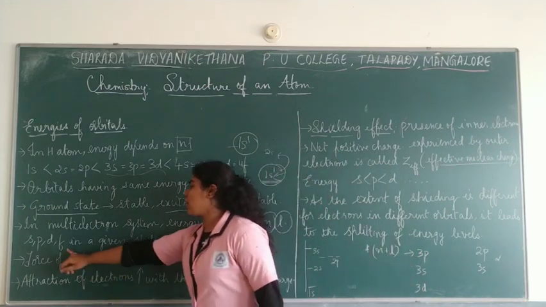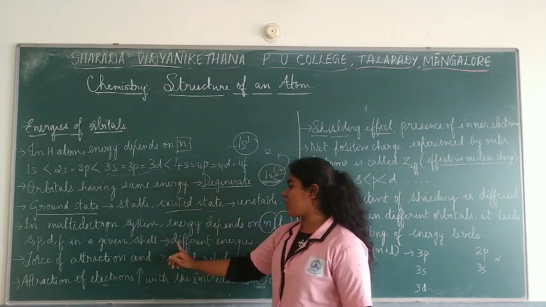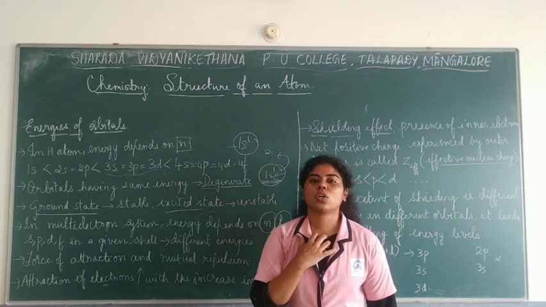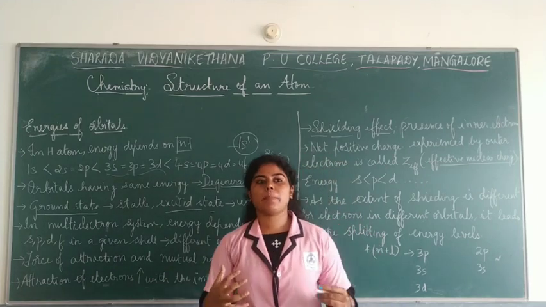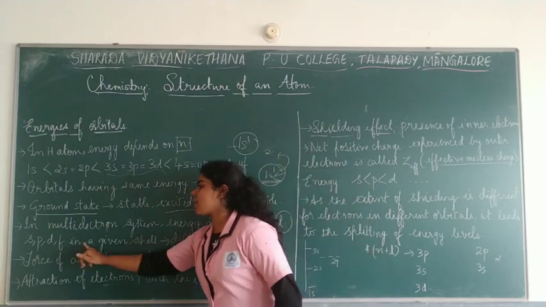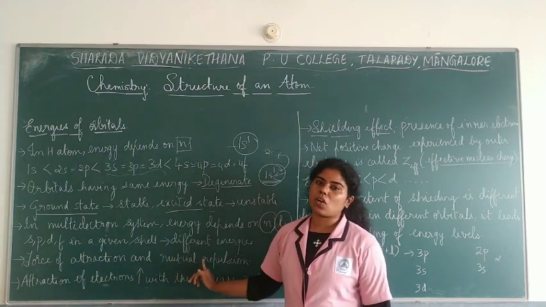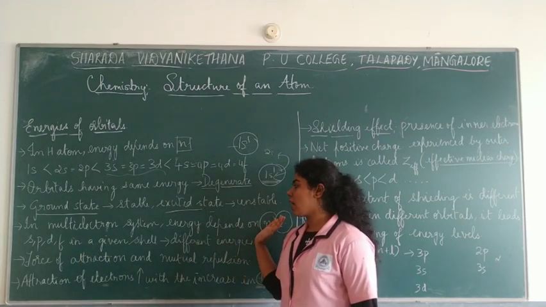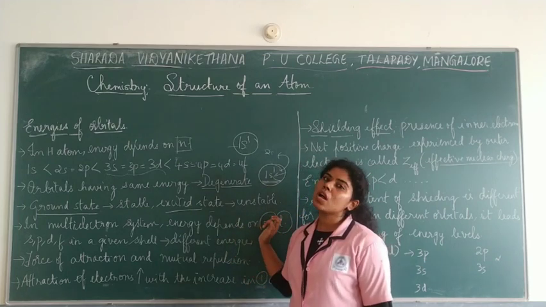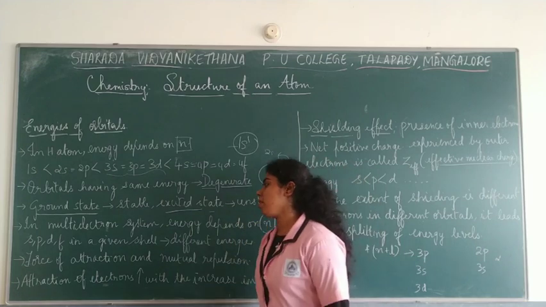Now, s, p, d, f in a given shell will have different energies. That is what I was telling. Depending on their shapes and how the electrons are oriented in these subshells, the energies will depend on those terms. So that is what this line says: energy depends on the principal quantum number and also the azimuthal quantum number.